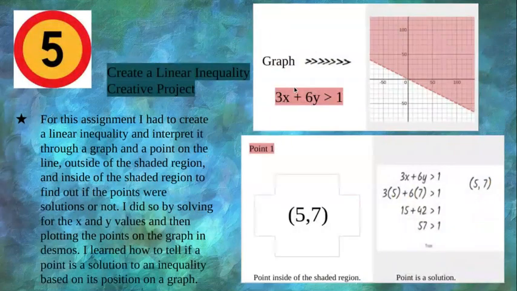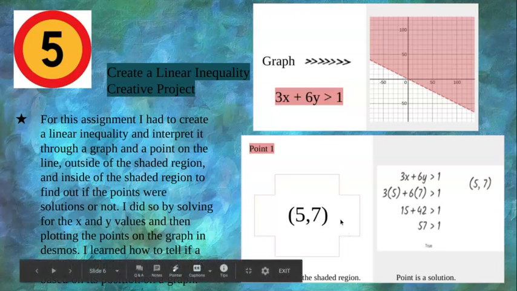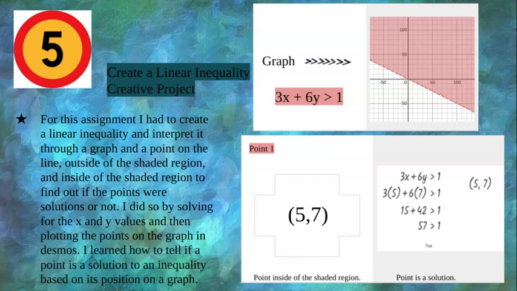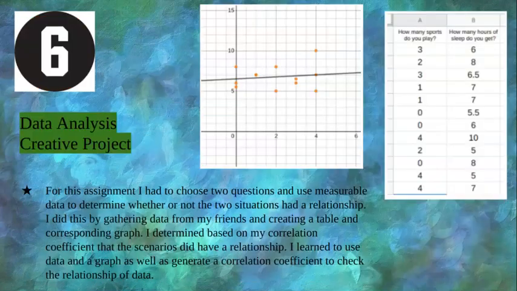For week 5, I created a linear inequality, plotted it in a graph, and then chose 3 points, one out of the shaded region, one in, and one on the line. And then I plugged in my x and y values, that's how I solved it, to see if the point was a solution or not. So you can see I included a point that was inside of the shaded region, I plugged it in, and then I found that it was a solution. So I learned how to tell if a point is a solution to an inequality by plugging it into the inequality itself and graphing it.